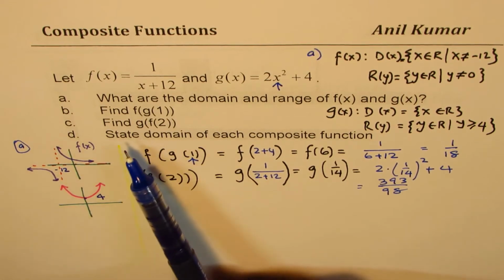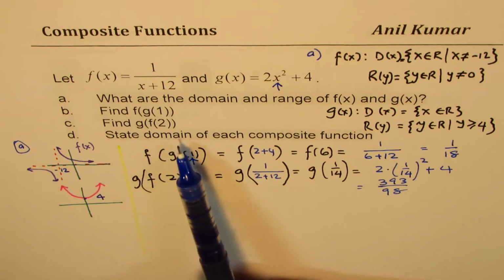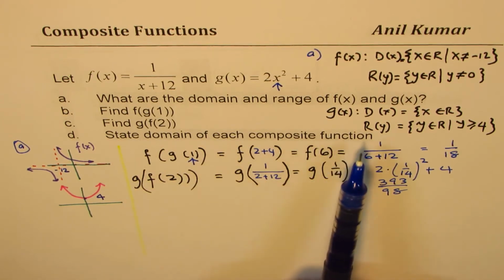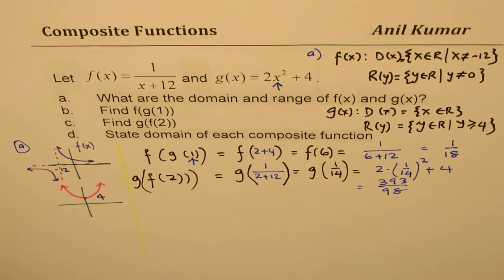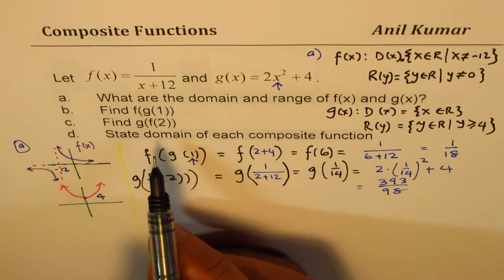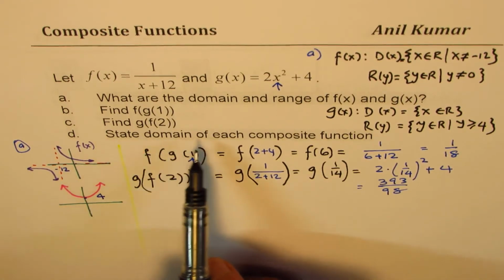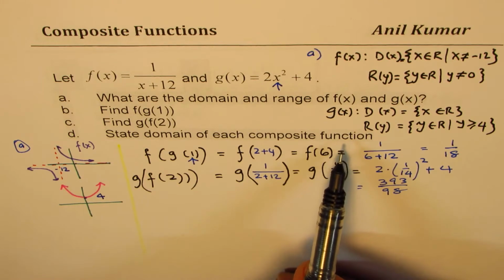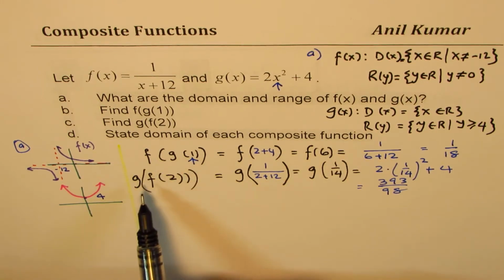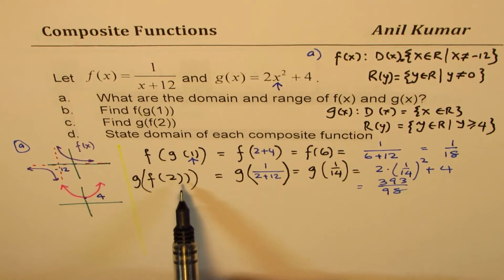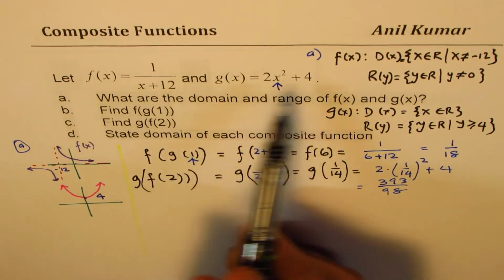Anyway, let's look into stating the domain of each composite function. Okay, so I need a space for that part actually. So when we have to state the domain of each composite function, which is f of g of x and g of f of x, one way is you can form the functions, right?